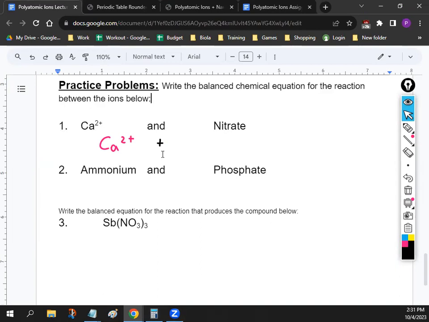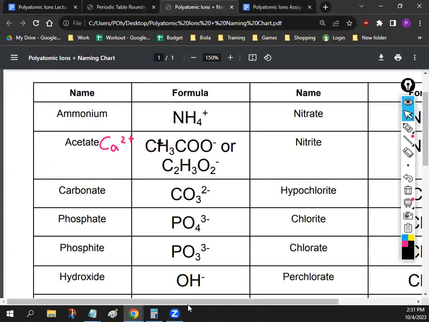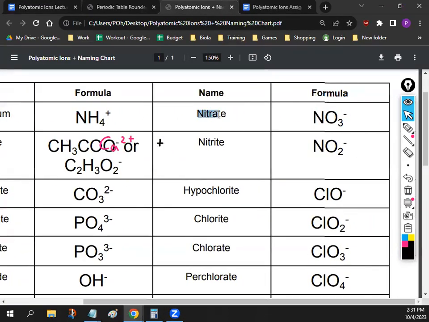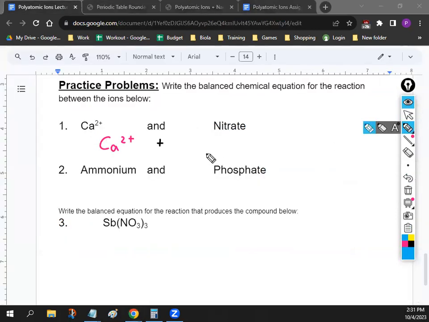All right, if you take a look at nitrate, nitrate is on the chart that I just gave you. Nitrate is right here. Nitrate's formula is NO3, and it's -1. You all see that right here? So for our notes, we're going to be writing down that calcium is going to be reacting with NO3. And remember, this is -1 because the 3 is down here. It has nothing to do with the positive and negative charge. Okay, so this is nitrate.